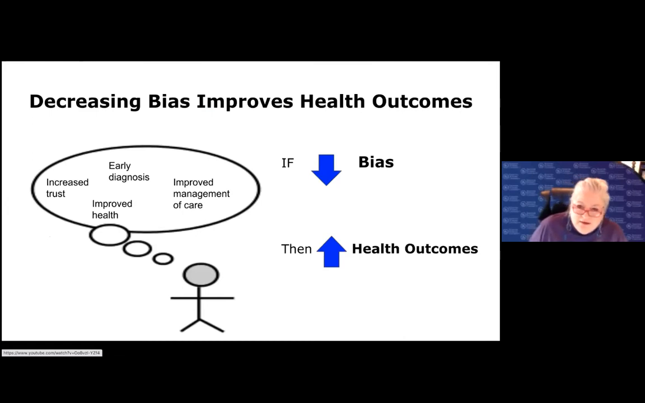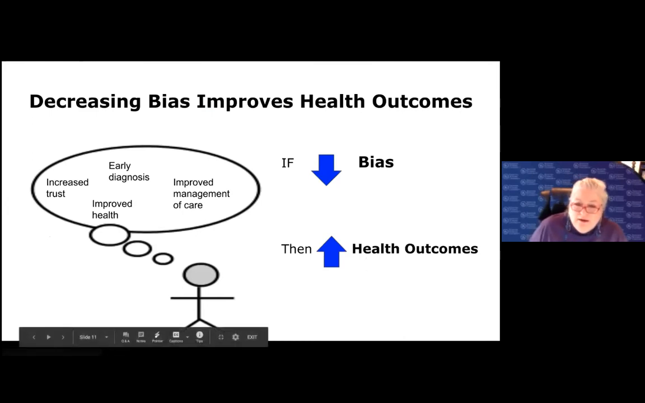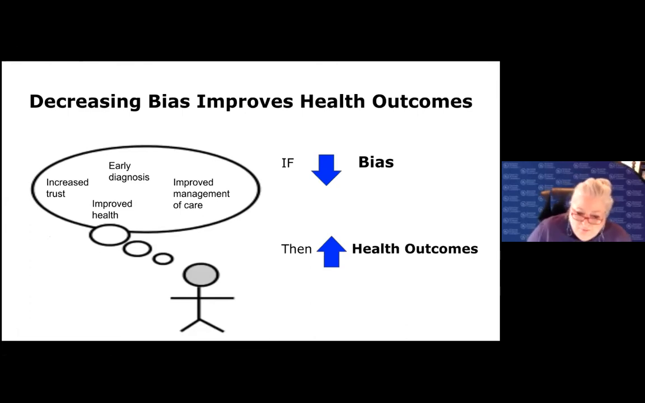So if we can decrease implicit bias, we can improve health outcomes. And that improvement would be seen as earlier diagnosis of patients and their problems, improved health as an outcome for our patients, improved management of care, where we remove implicit bias in our decision making for providing care, and then increased trust between the healthcare provider and the patients, which the patients are due.